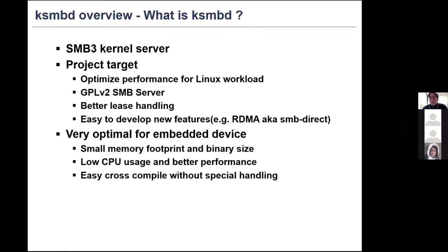ksmbd is very optimal for embedded device products and open source projects. Especially, ksmbd is suitable for targets which tend to have a small flash size. The target devices of the OpenWrt and DD-WRT open source projects have 8 or 16 megabyte ROM size. So they use a very old Samba 3.x version, which means the supported SMB protocol is SMB version 1. When replacing it with ksmbd, they say ksmbd shows better performance and low CPU usage by using SMB3, and there is no need for special handling for cross-compile. So just select ksmbd in menuconfig of the kernel.